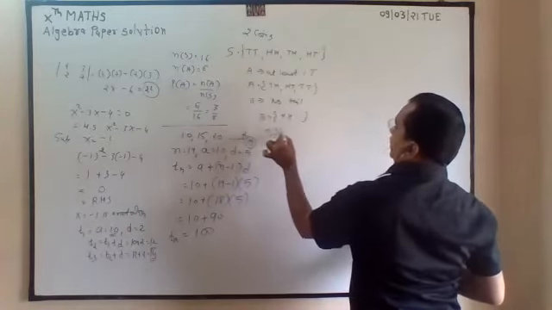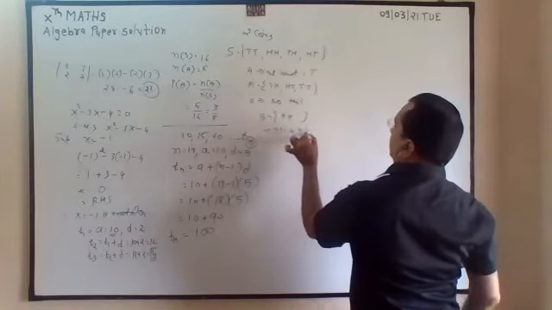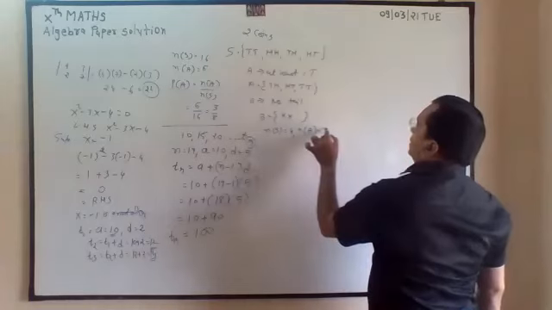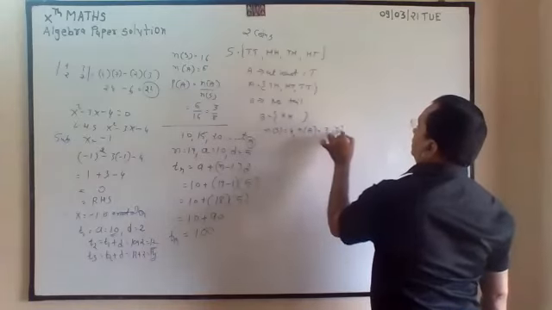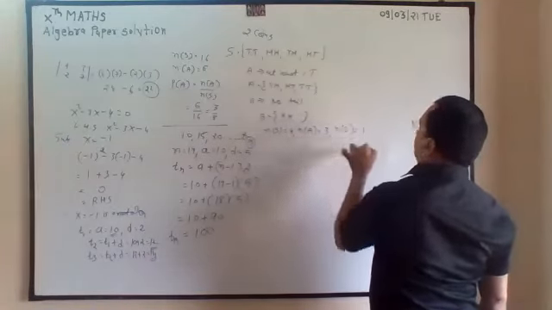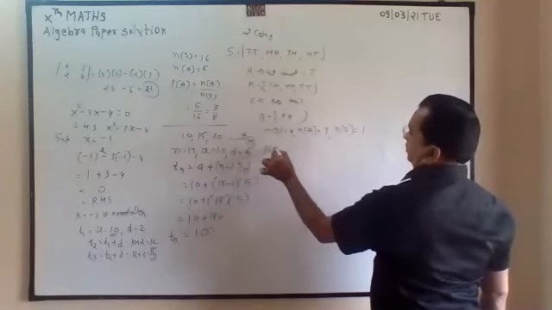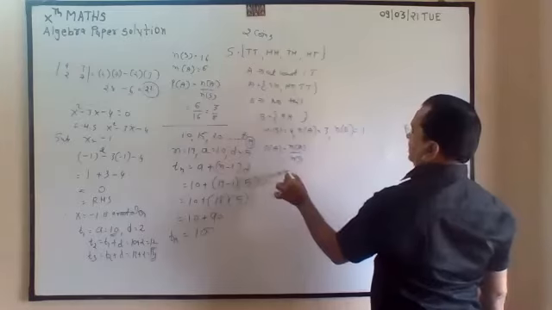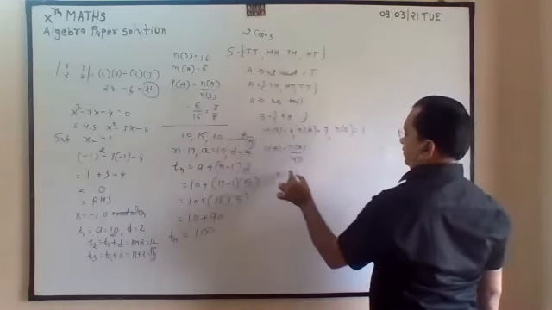So number of S is 4, number of A is 3, number of B is 1. Probability of A, number of A divided by number of S, is equal to 3 by 4.